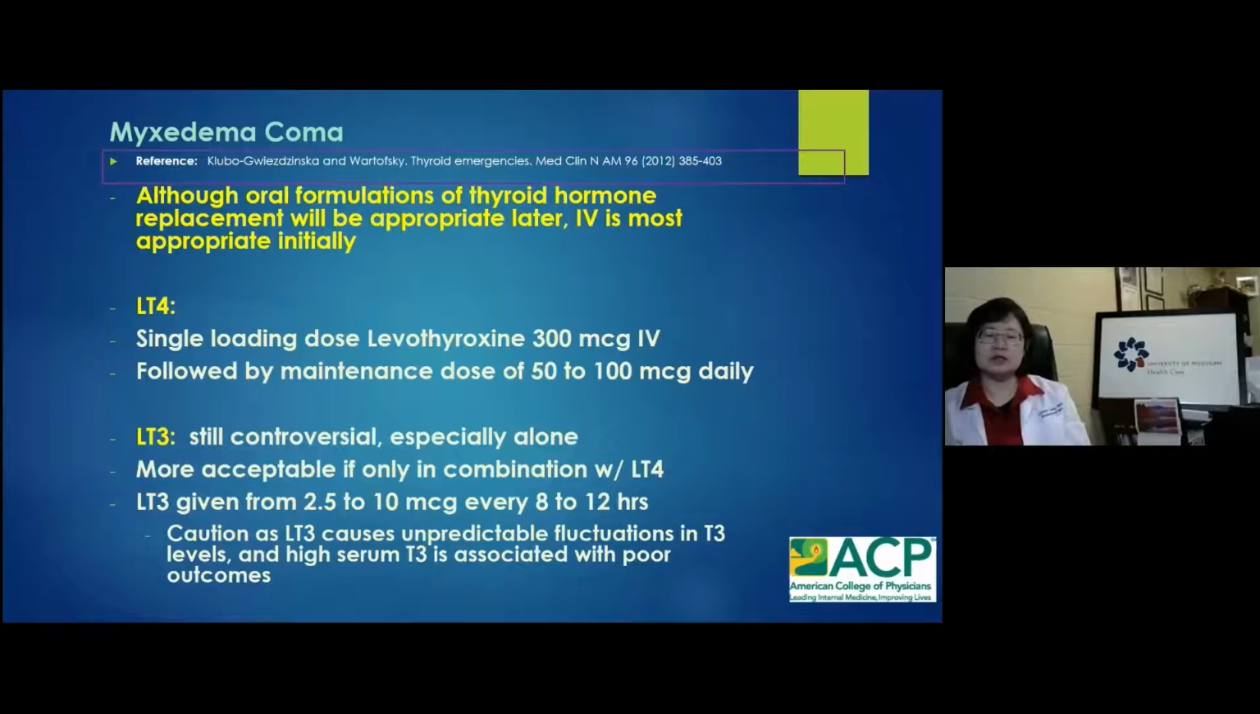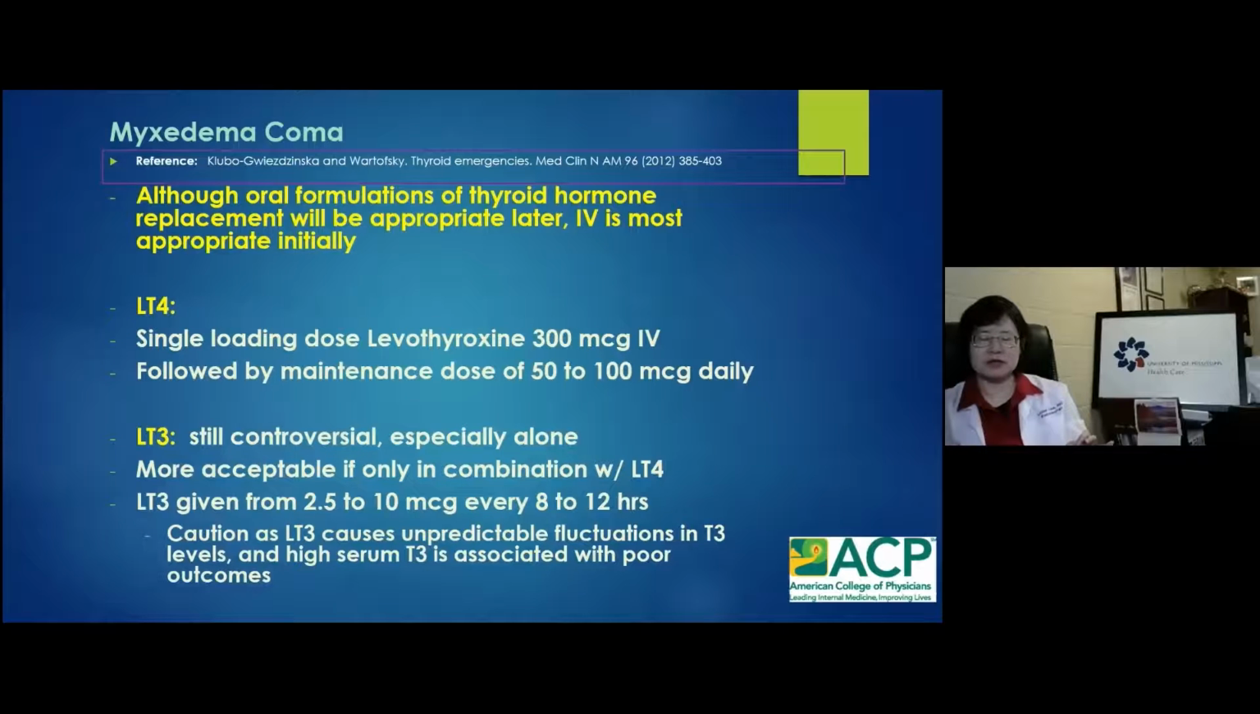Now, the addition of T3 hormone, the active hormone form, is controversial, but in true myxedema coma, it's often accepted to be necessary, but it must be done cautiously, generally not used alone. Still, we start with the IV levothyroxine, but on top, we can add the T3, but very cautiously at low doses of 2.5 to 10 micrograms.